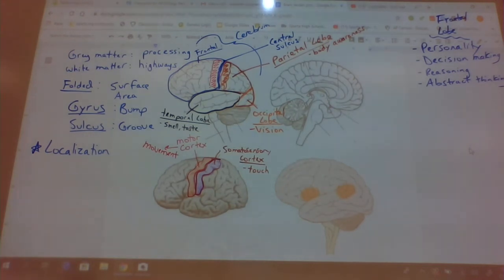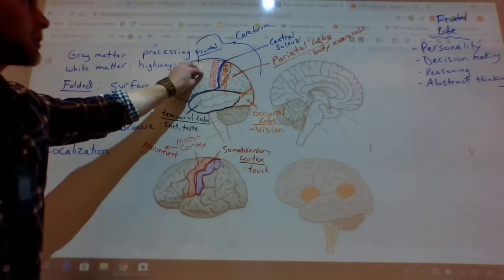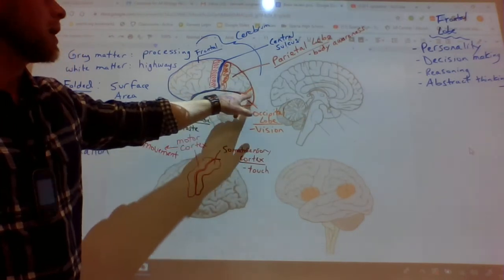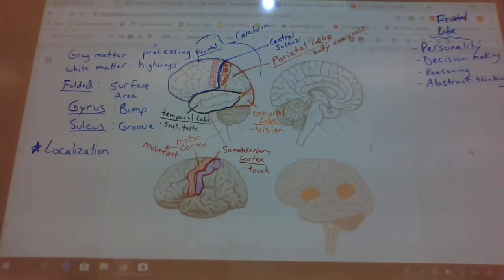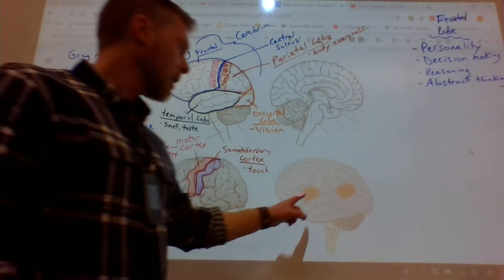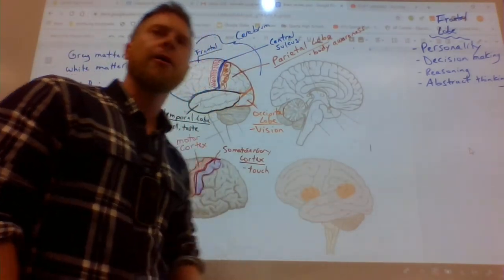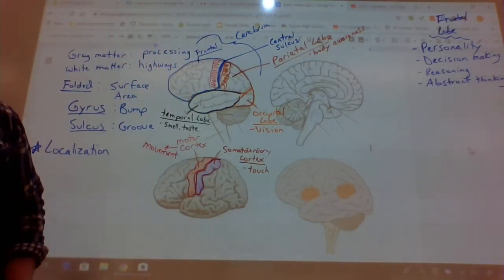All right, so those are the four lobes that compose your cerebrum. You have your frontal lobe, parietal lobe, occipital lobe, temporal lobe. Four lobes composing your cerebrum, and each lobe is responsible for performing different functions. Right, and that's the idea of localization. We learned about two other areas of the cerebrum that perform very, very specific functions.